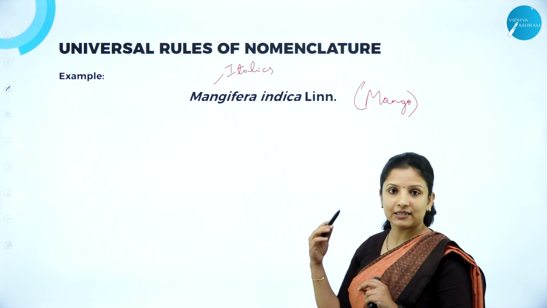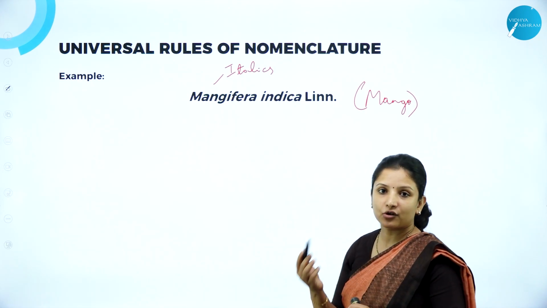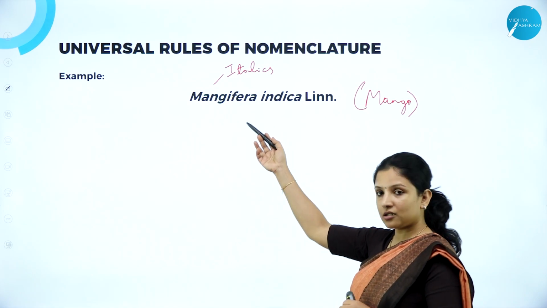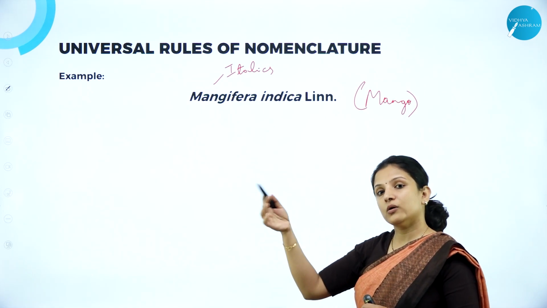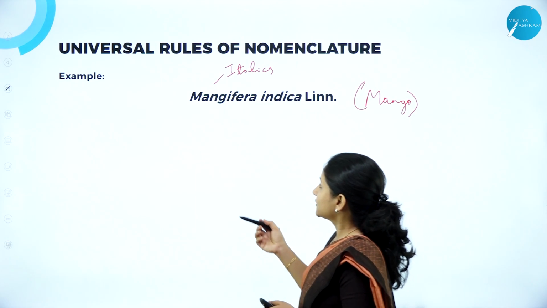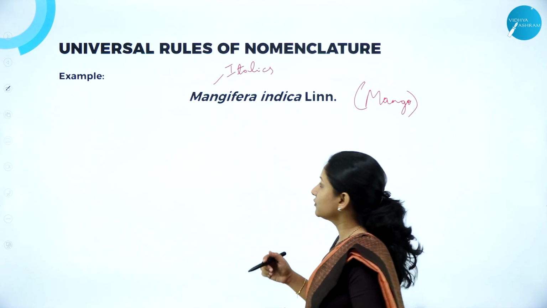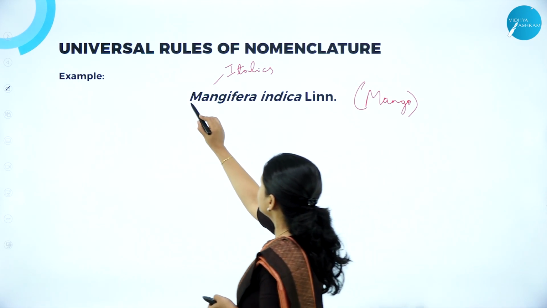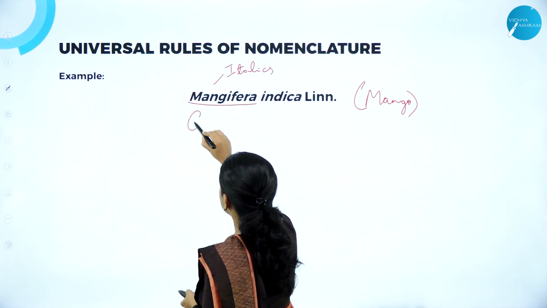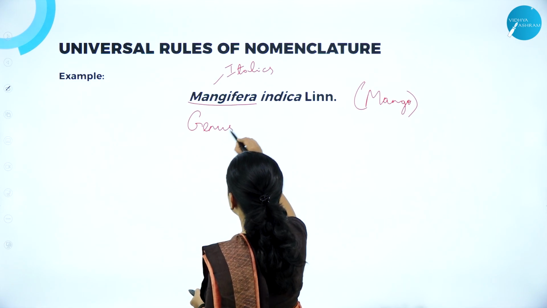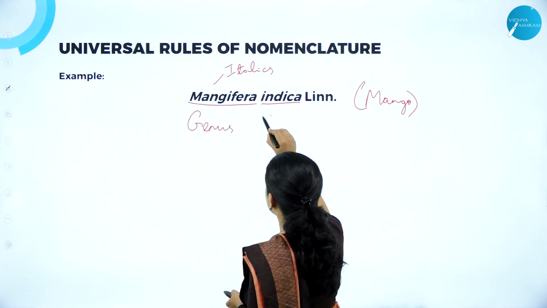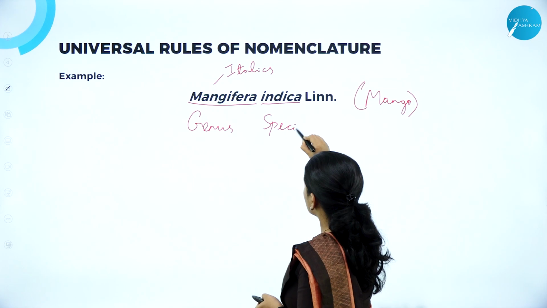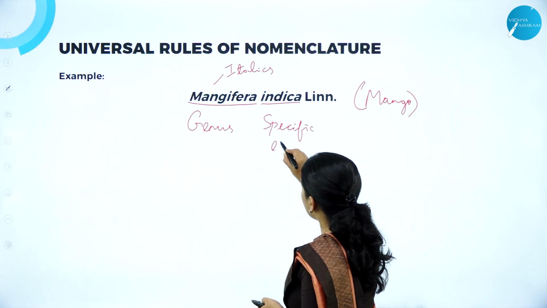So Mangifera is a Latin word as well as indica is also a Latin word, but we are writing it in English alphabets only, but the word comes from Latin. Next, talking about the two components. Always the biological name should have two components. That is, the first component should always be the genus and the second component should always be the specific epithet.